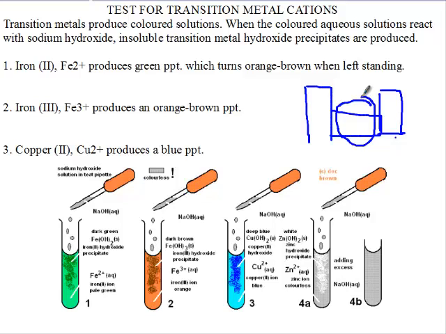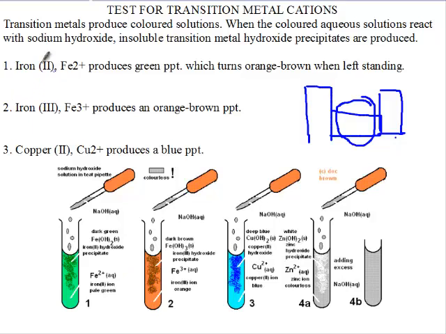periodic table. When you put transition metals in water, a solution of transition metals, they produce colored solutions. When you react the transition metal with sodium hydroxide, it is going to produce a transition metal hydroxide that is insoluble. Okay, so a transition metal hydroxide precipitate will be formed.